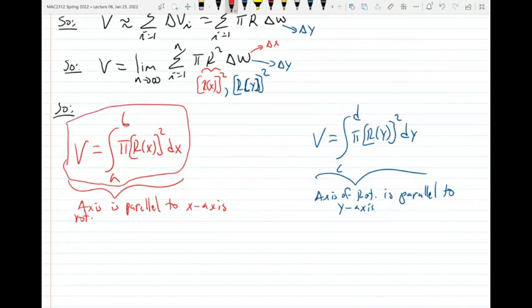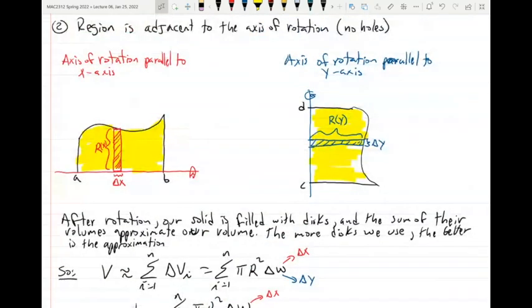Okay, so these are the formulas that you really need to know, but you need to understand the setup. What is it that you really need to know from here? You need to know how to compute r. When your axis of rotation is parallel to the x-axis, you have to integrate with respect to x. If it's parallel to the y-axis, you need to integrate with respect to y. That's the first thing. Second, how do you find r? Look at the picture, okay?